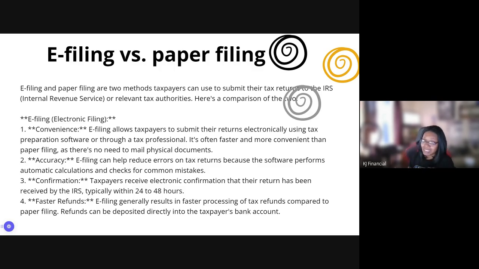And then technically it is a faster refund, but you don't want to tell your clients that. I say that because they expect it to be within the 21 days. But we're going to say it is faster because you're not waiting on snail mail for them to get the papers and then put all the information into the system and then process it. That's why it makes it faster. But like I said, short, sweet, convenient, reduces errors, gets accepted within 24 to 48 hours, and it's faster at getting their refund done.